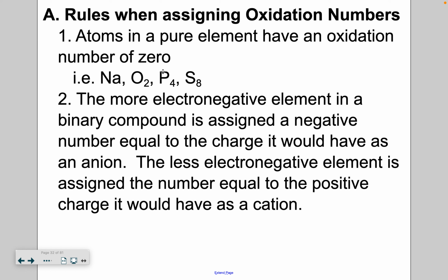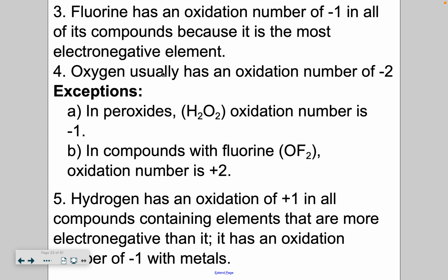Second rule: the more electronegative element in a binary compound, so a compound that has two elements, is assigned a negative number equal to the charge it would have as an anion. The less electronegative element is assigned a number equal to the positive charge. That would be the cation. Basically, we're looking to balance our charges, okay? But there is an exception to that rule.